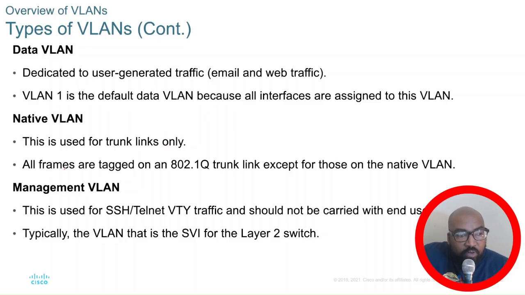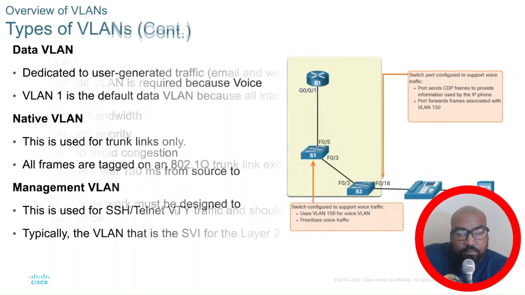All frames are tagged on an 802.1Q trunk link except for those in the native VLAN. And management VLAN is used for SSH, Telnet, VTY lines, virtual lines, all layer 2, all that good stuff there. All right, let's continue here.